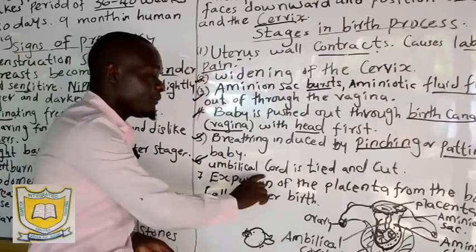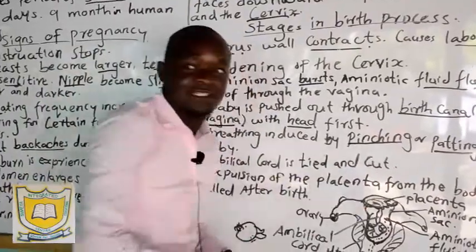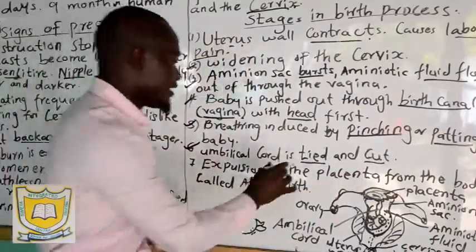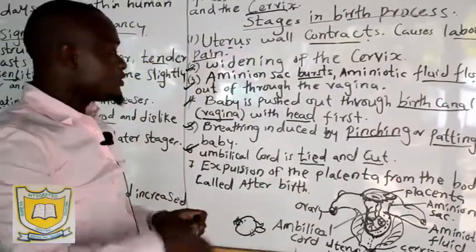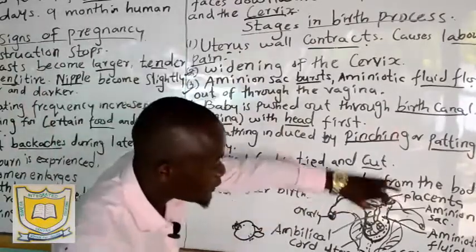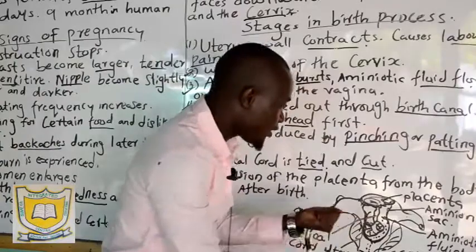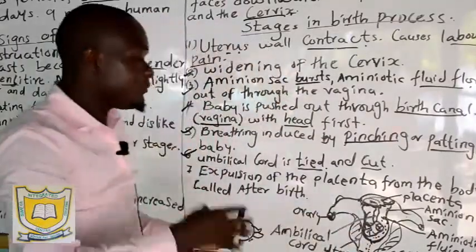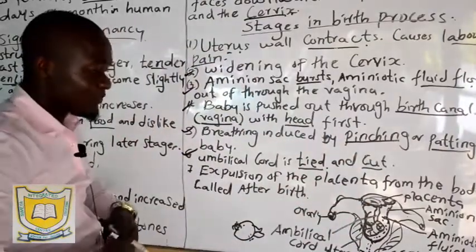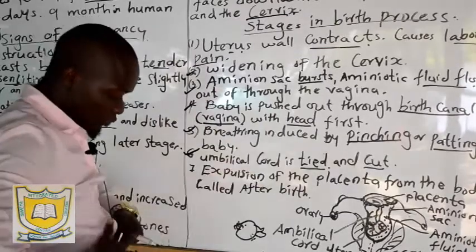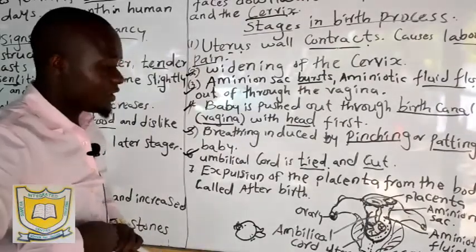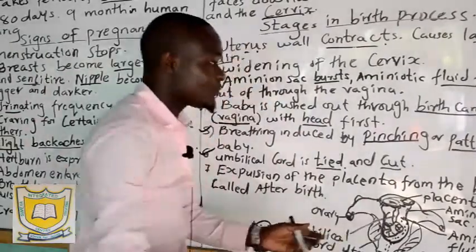Number 6, we talk of the umbilical cord being tied and cut. Why do we tie the umbilical cord? The reason is very simple. The umbilical cord carries blood from the mother. We tie the umbilical cord very well so that we avoid the blood from the mother entering into the baby's body, because the umbilical cord is still joining the baby and the mother. You have to tie very well so that you avoid the blood of the mother entering into the baby. This prevents most of the diseases.